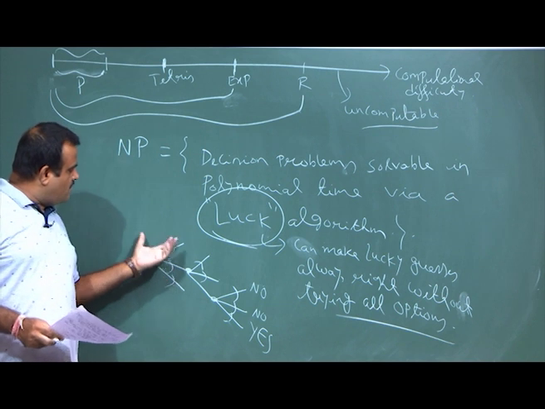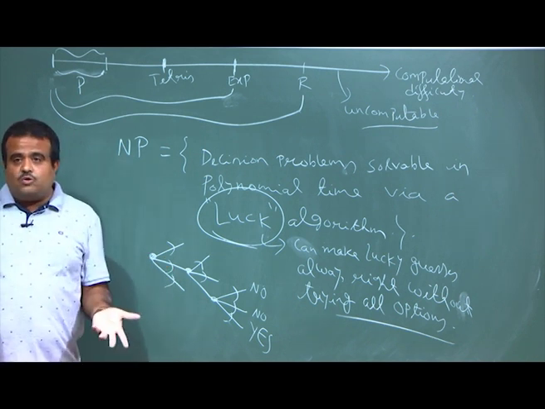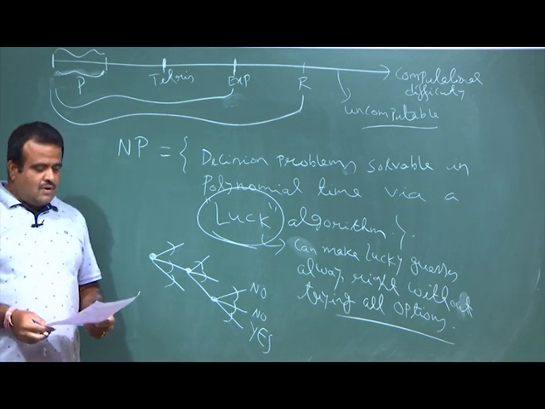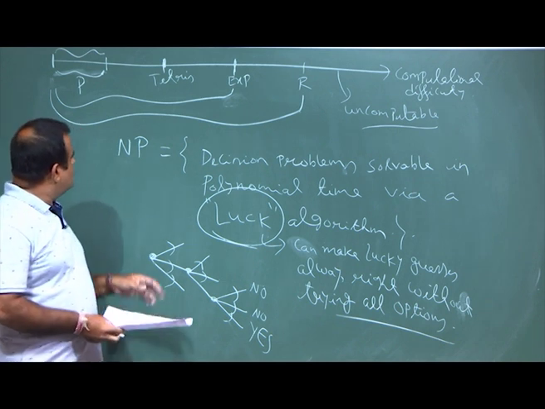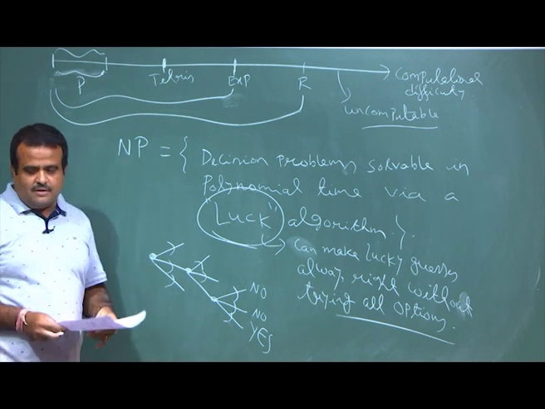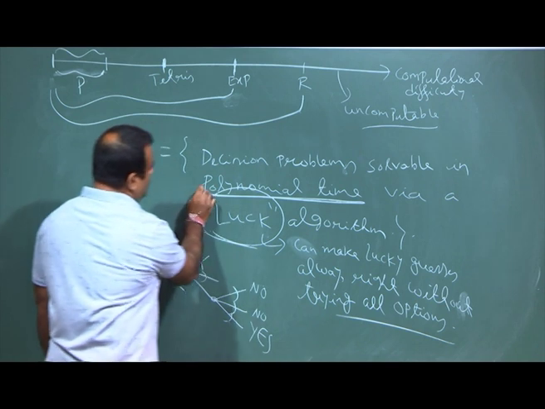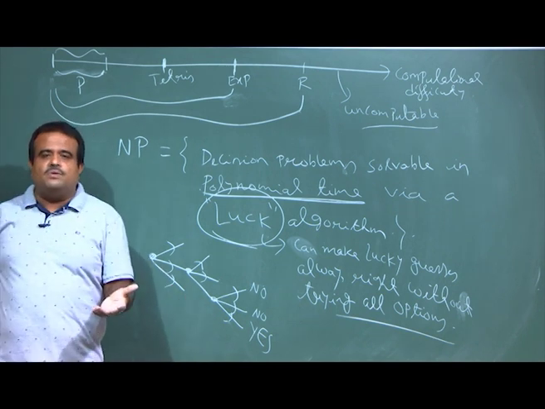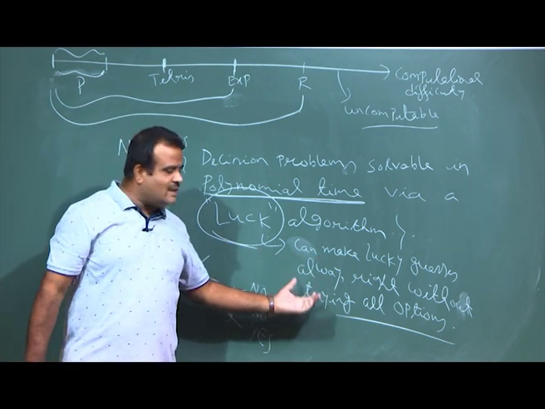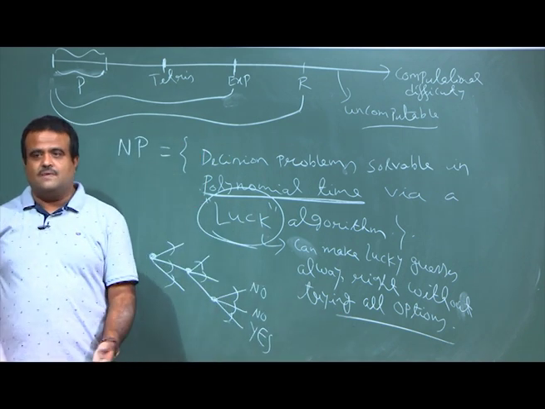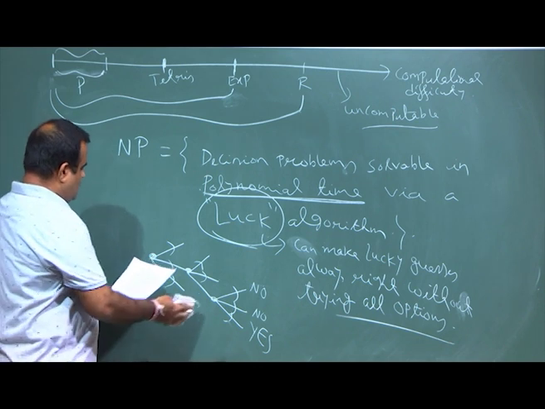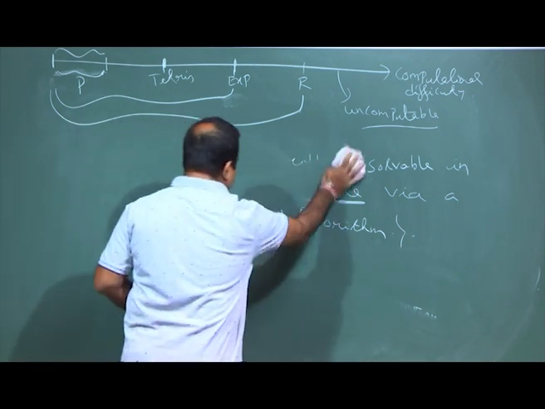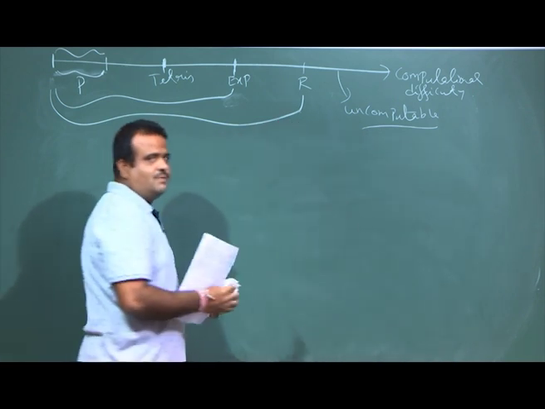So we are not going for all paths, we are picking one path, and it happens to be a lucky choice. That means it will lead us to the answer yes. This is called a non-deterministic model, and that is why it is called NP: non-deterministic polynomial. This is a polynomial time algorithm, but in a non-deterministic way. It is not deterministic; by magic we choose a lucky algorithm, meaning we make lucky guesses always without trying all options. So that is called the non-deterministic model. Let us write that. NP is non-deterministic polynomial time.